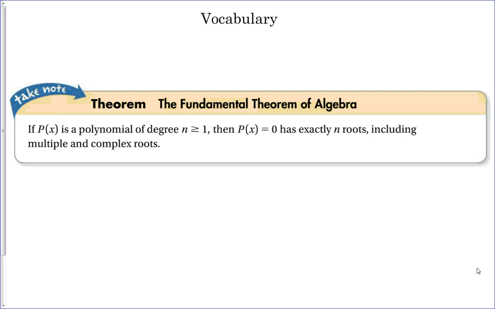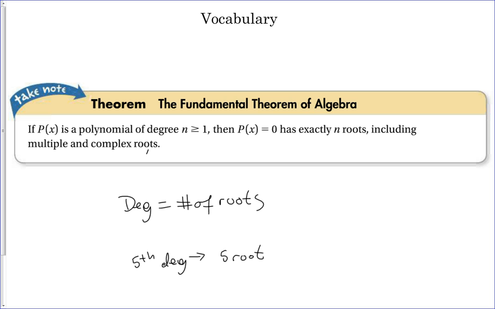Your vocabulary. The fundamental theorem of algebra says if p of x is a polynomial of degree n greater than or equal to 1, which means it has an x term in it, then p of x equals 0 has exactly n roots, including multiple and complex roots. To put that a little simpler, it basically means your degree equals your number of roots. So if you have a 5th degree polynomial, then you have 5 roots. That's basically all that says.